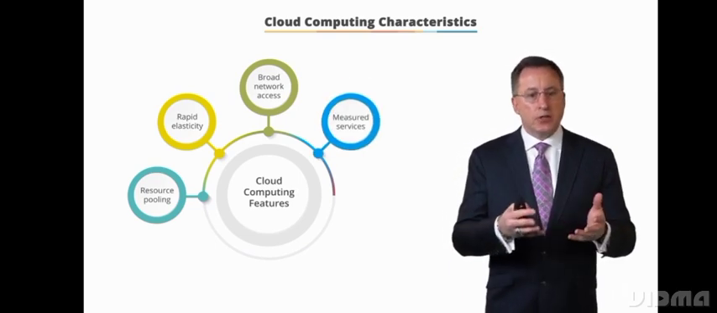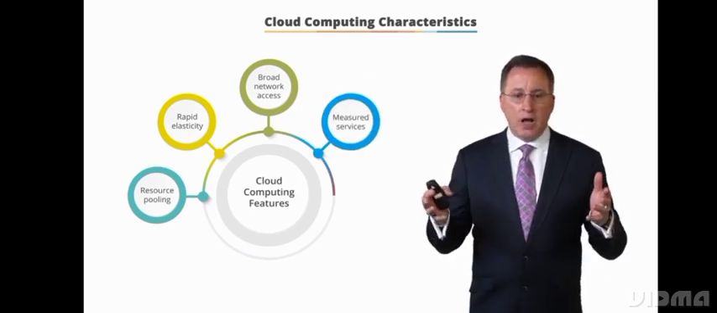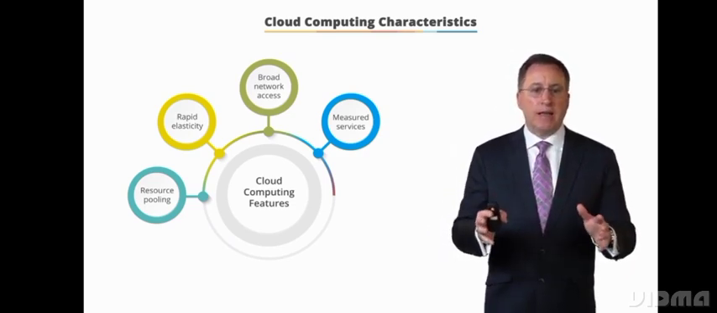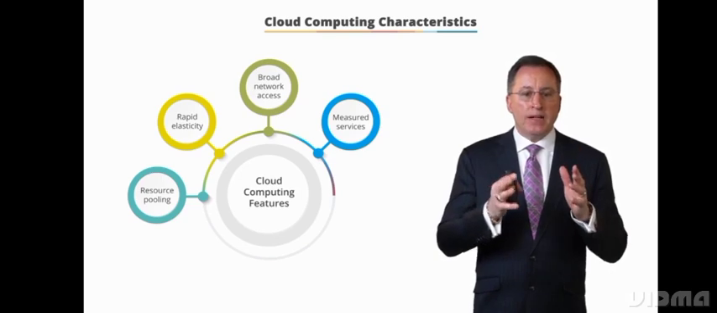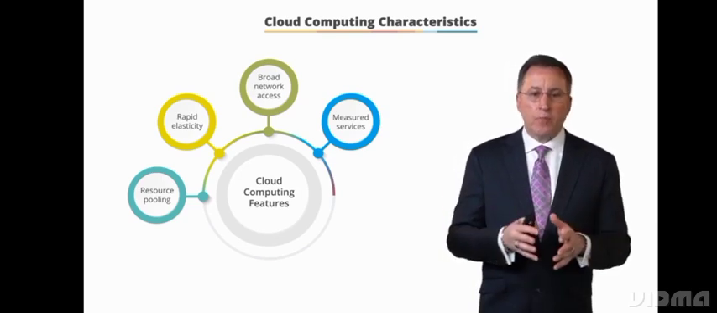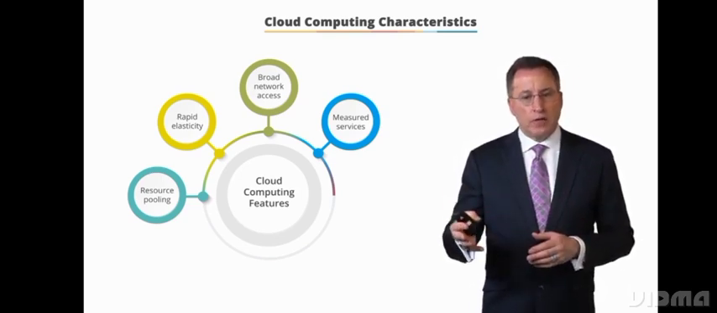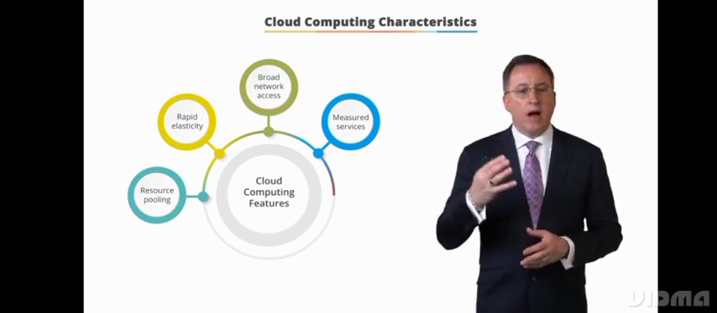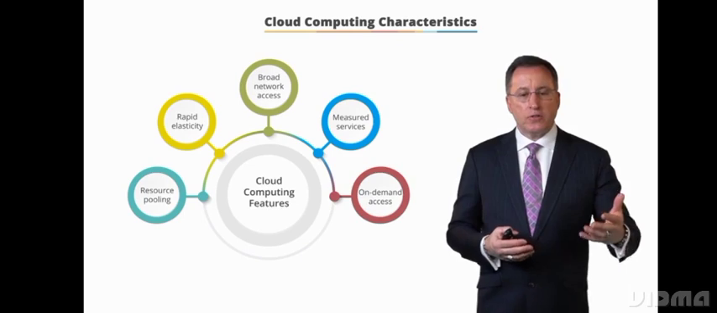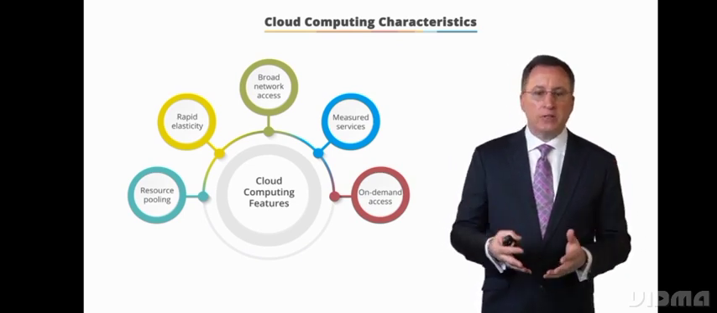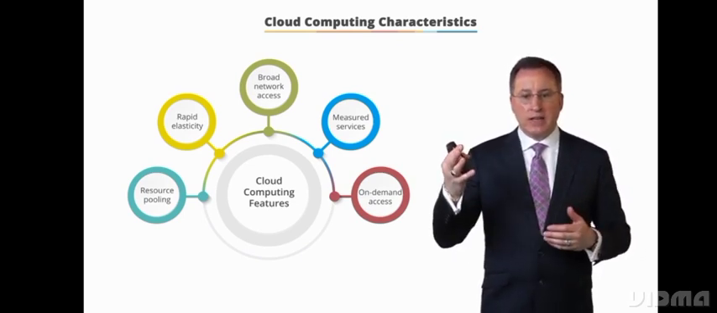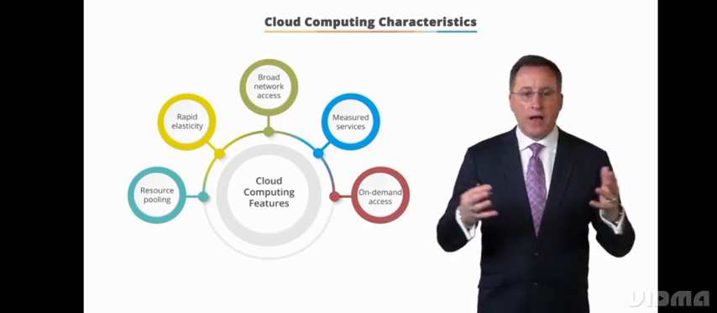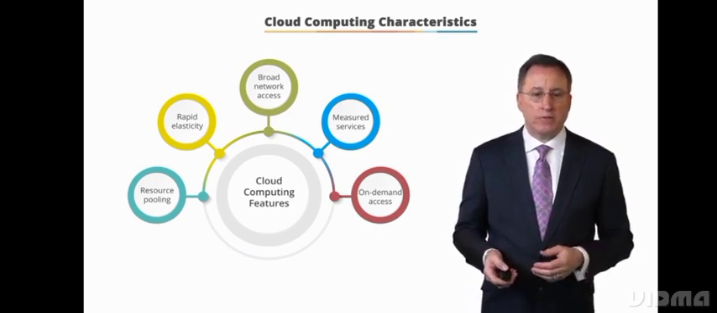Measured service. Cloud systems automatically control and optimize resource use by leveraging a metering capability at some level of abstraction appropriate to the type of service: storage, processing, bandwidth, and active user accounts. Finally, on-demand self-service. A consumer can unilaterally provision computing capabilities such as server time and network storage as needed automatically without requiring human interaction with each service provider.